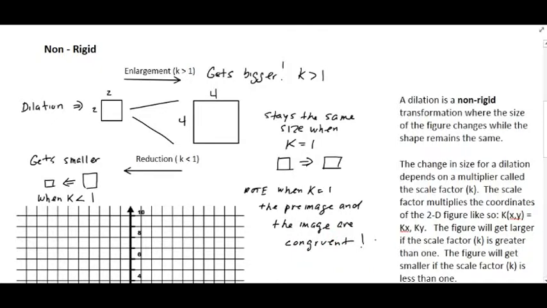So let's recap. K greater than 1 is an enlargement. K less than 1 is a reduction. And if k is equal to 1, the pre-image and the image will be congruent, meaning the same size, same shape. The dimensions, the characteristics will remain the same.